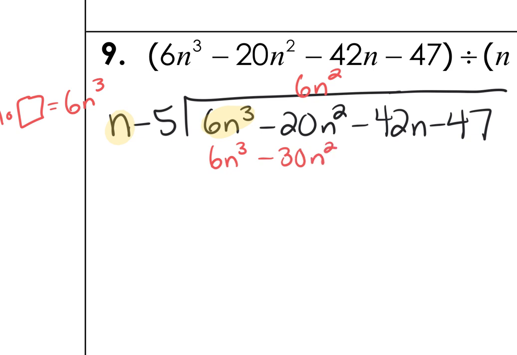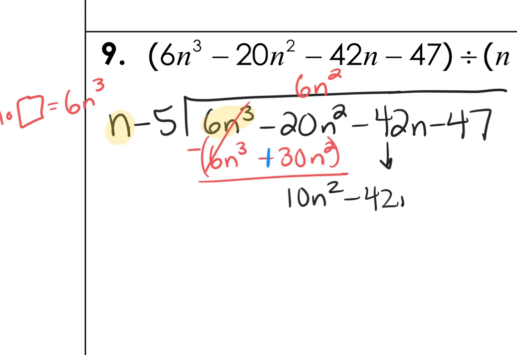After I multiply, I subtract. Use parentheses. 6n cubed minus 6n cubed cancels out. Good. You need that to happen every time. Over here, negative 20n squared minus negative 30. Caution. Minus negative means you're switching to plus. So it's negative 20 plus 30. That's going to be 10n squared. Bring down minus 42n. After we bring down, we're repeating that cycle of division.